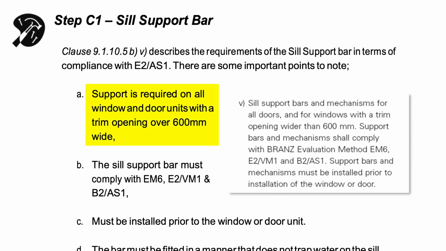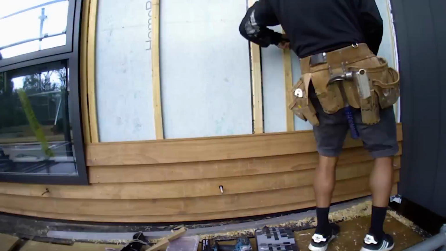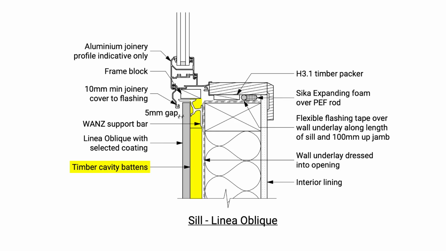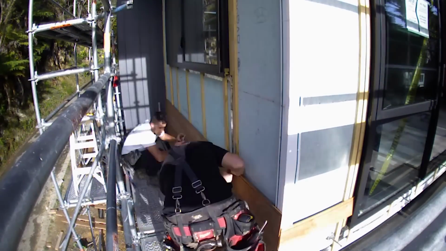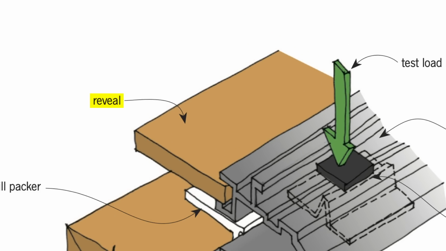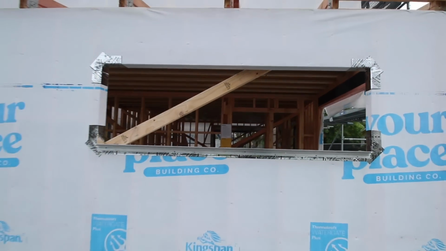Wanz bars are required on all window and door units with a trim opening over 600 mils wide. Because you've got this 20mm cavity, your aluminium framing is hanging out so much more than it used to. So in the old days we used to do what's called direct fix. Direct fix is when you nail your weatherboard directly to your framing. Now we do what's called a cavity, and that's a 20mm timber strip. That means everything else gets pushed out another 20mm. So your window, all of that glass and aluminium, is hanging out and relying so much more on the timber reveal. So we put in this bar, and that takes all the weight and spreads the load of the sill evenly and ties it back to the framing.